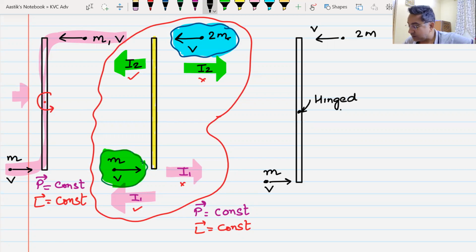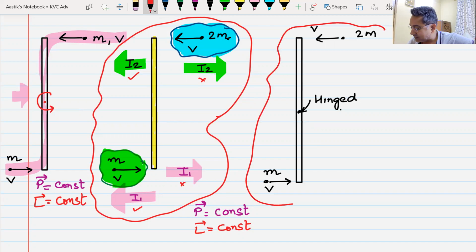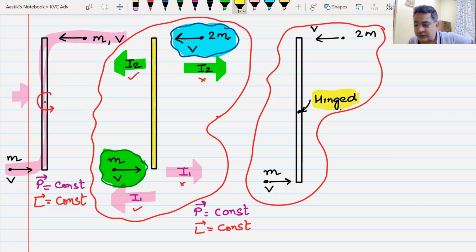It makes a difference now because even if I now take all these three bodies as one system, there is still an external force acting on the system. What is that force? That force is coming from this hinge. It is not allowing the rod to move. It is saying, don't move, your rod. You just have to turn. Don't move.